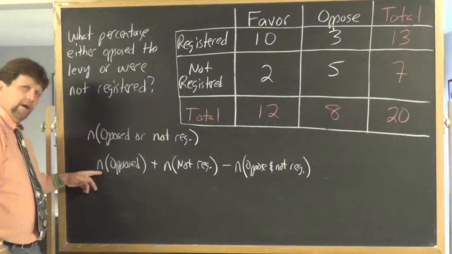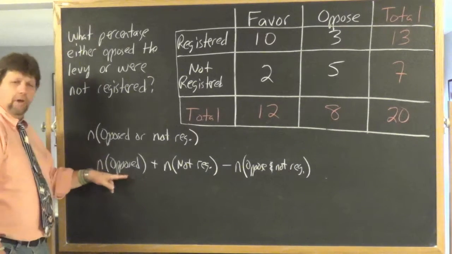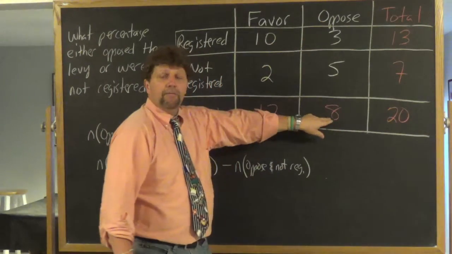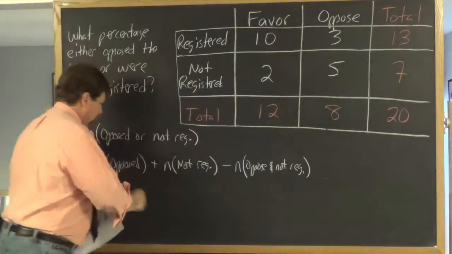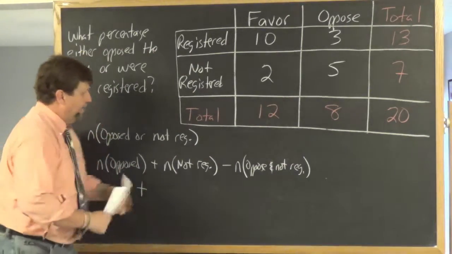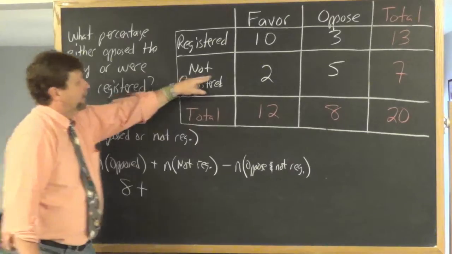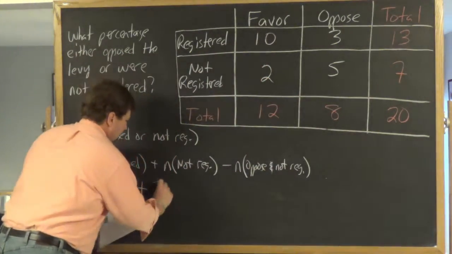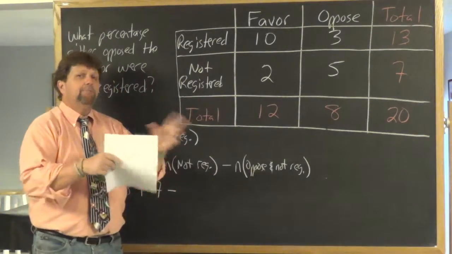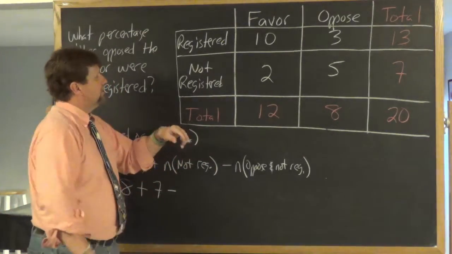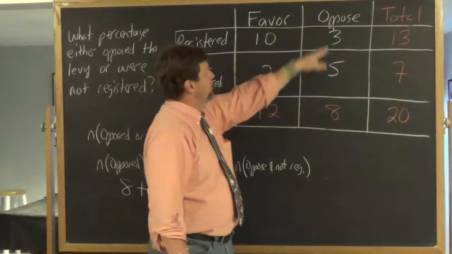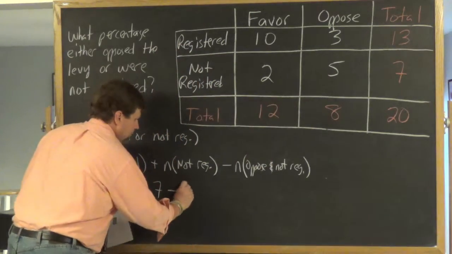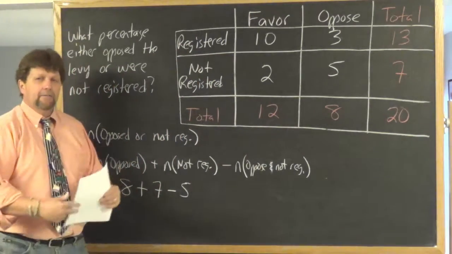So let's see if we can look at our contingency table and see how many people opposed the levy. How many people opposed? Well, that total number of people who opposed it, that happened to be 8. Okay, now how many people were not registered? Well, not registered, we had 7 folks that were not registered. Okay, now how many people did both? Were opposed and not registered. So I look at the opposed, not registered. There were a total of 5 people that were opposed and not registered.